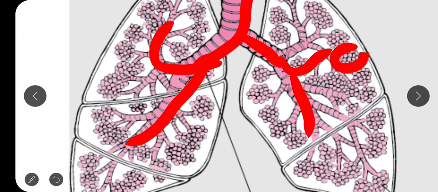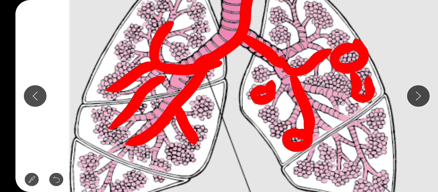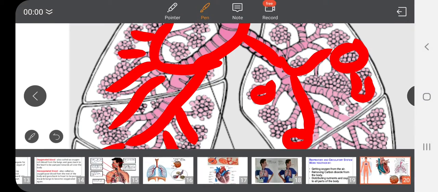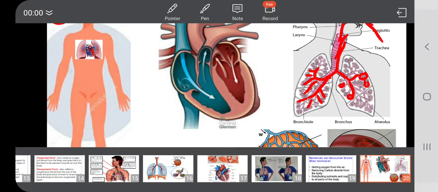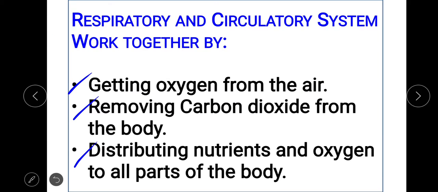Now, there are millions of alveoli inside our body. Here, the oxygen is already in each alveolus. Just assume that the oxygen is already reaching each alveolus. All right. Just remember that the first job is getting oxygen from the air.